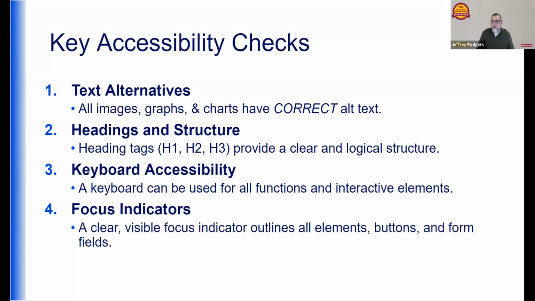Number 4 would be focus indicators. So focus indicators are like a visual outline or a visual indicator on elements and buttons and form fields. So when you're using a keyboard to navigate through a website and just tabbing through or using the tab key or arrow key to go through a particular website or application, you should see a visual indicator go through it and that'll tell you where you are at.